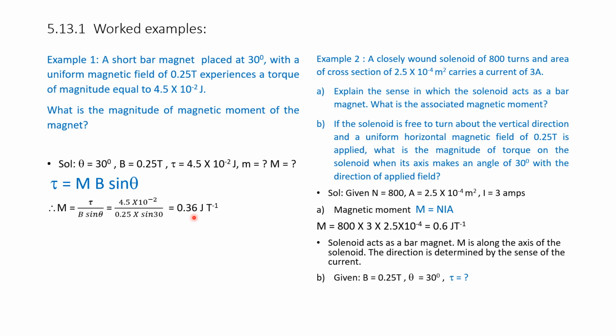In part B, given is B is equal to 0.25 Tesla, theta is equal to 30 degrees, so tau is equal to what? Therefore, tau is equal to MB sin theta. This formula you have to remember. Hence, the formula which you have to remember is given in blue color. Please remember it and then substitute the values. Therefore, tau is equal to 0.6 into 0.25 into sin 30. So the calculation comes to 7.5 into 10 to the power of minus 2 joules.